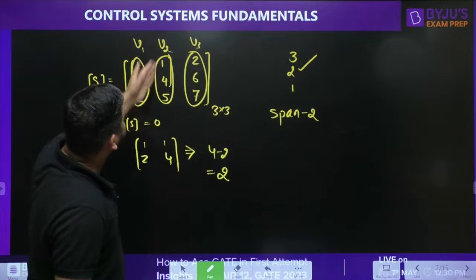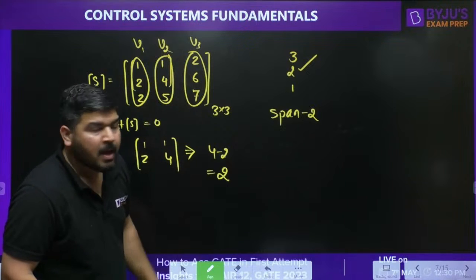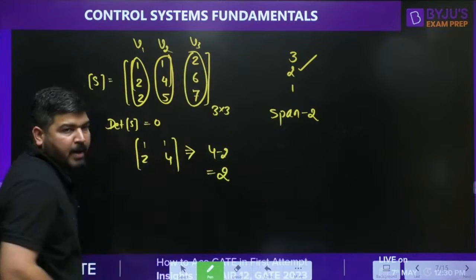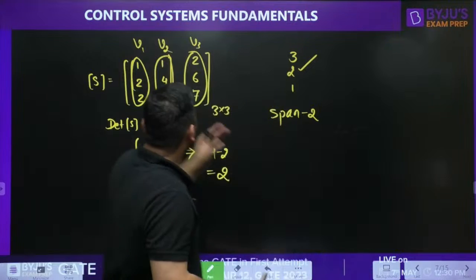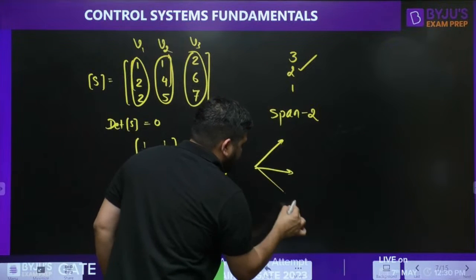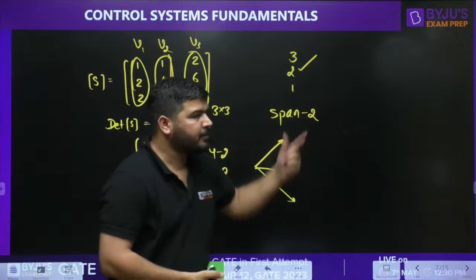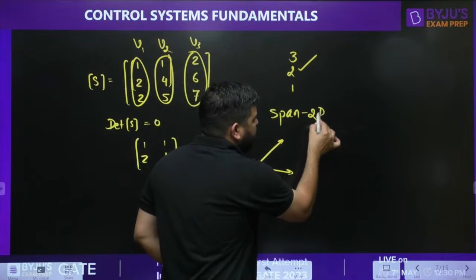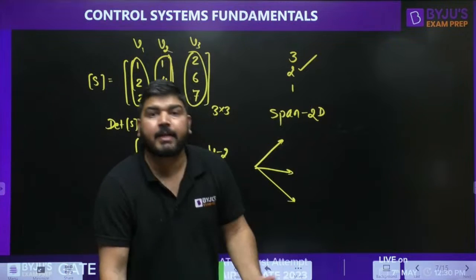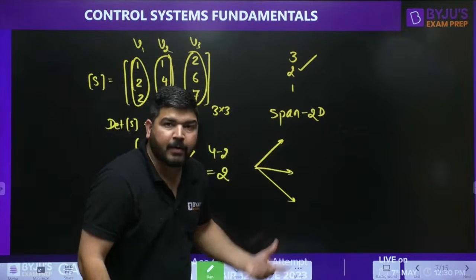But the actual vectors are 3. There are 3 vectors, and the span is 2. It means these three vectors are linearly dependent. It means these three vectors are in the same plane because their span is 2D. Rank is 2 means span is 2D. It means they are in the same plane. That's why their span is 2D. And they are dependent. Why are they dependent?